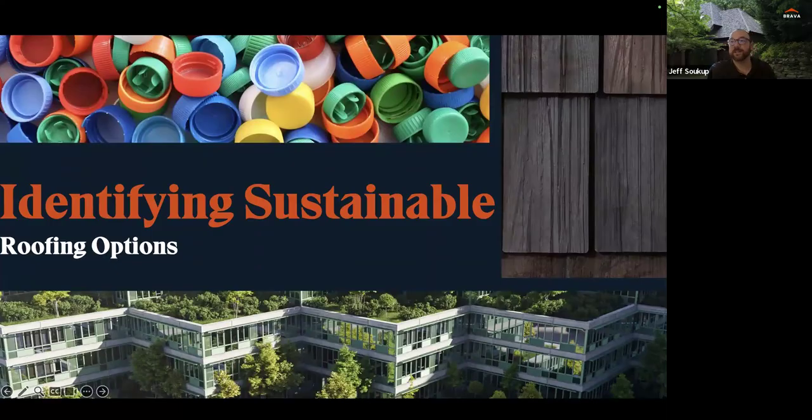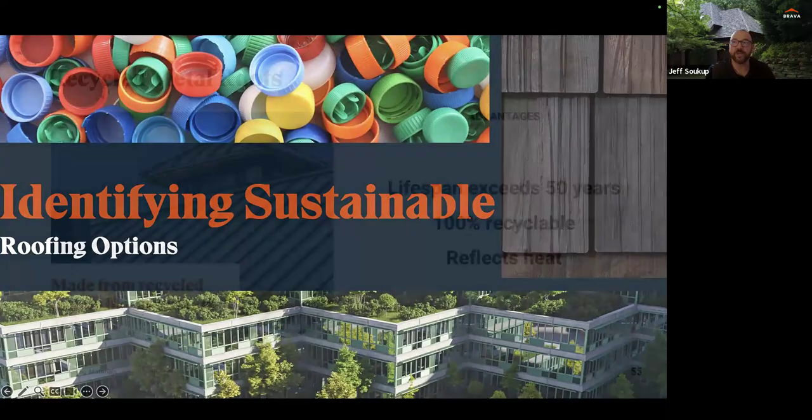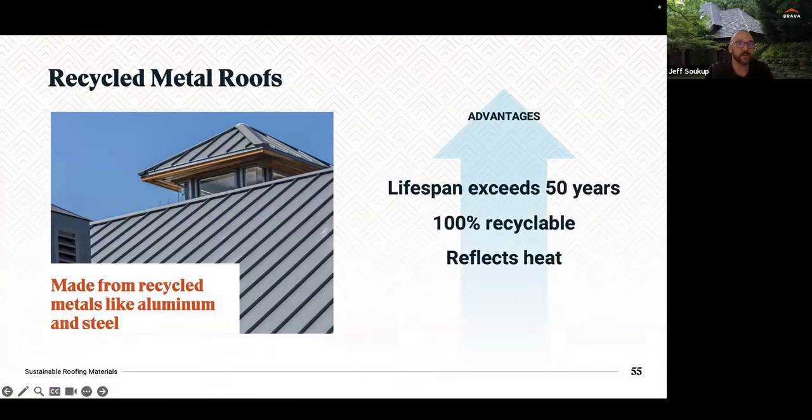So getting into roofing. How does this translate to roofing? Some of the really awesome products that have come out or gained wide scale acceptance. Metal roofs are not a new thing. We've had corrugated metal roofs forever, but some standing seam materials are made from recycled products, like aluminum and steel. Aluminum, a wonderful workhorse of sustainability. Their lifespan exceeds 50 years.